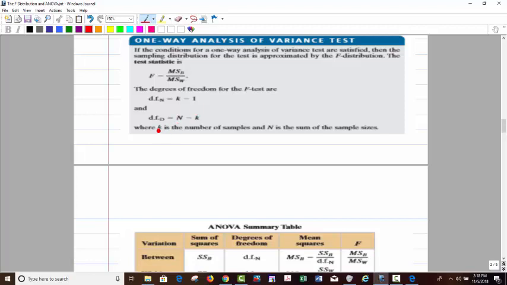And degrees of freedom, and here K is the number of samples, that's what I mean by groups. And then the degrees of freedom denominator is N minus K, where N is the sum of the sample sizes. And they can be equal sample sizes from each group, or they can be different. You'll see the examples I'm doing are going to be different sample sizes.